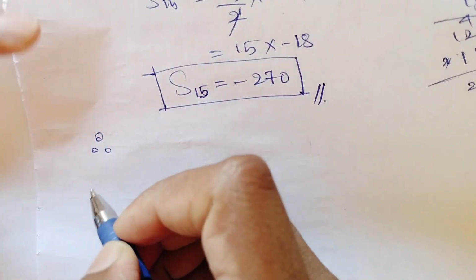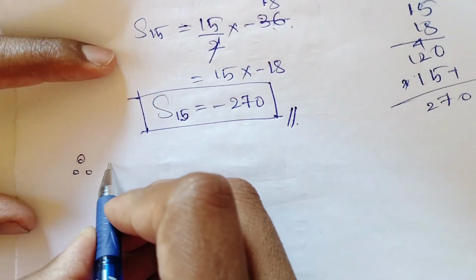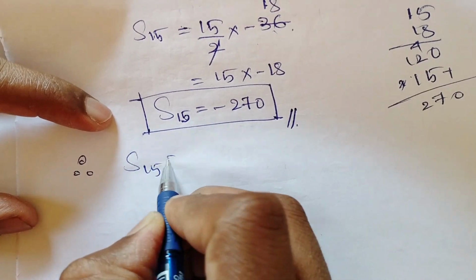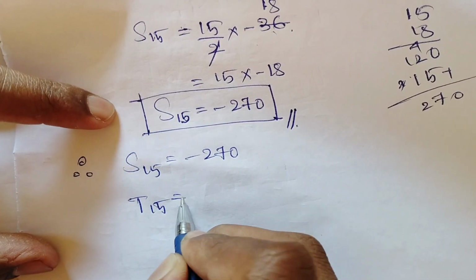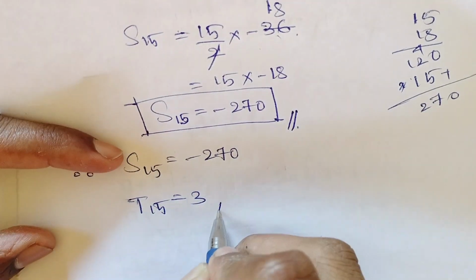Therefore, we can also write S15 is minus 270 and T15 is 3. These are the answers.